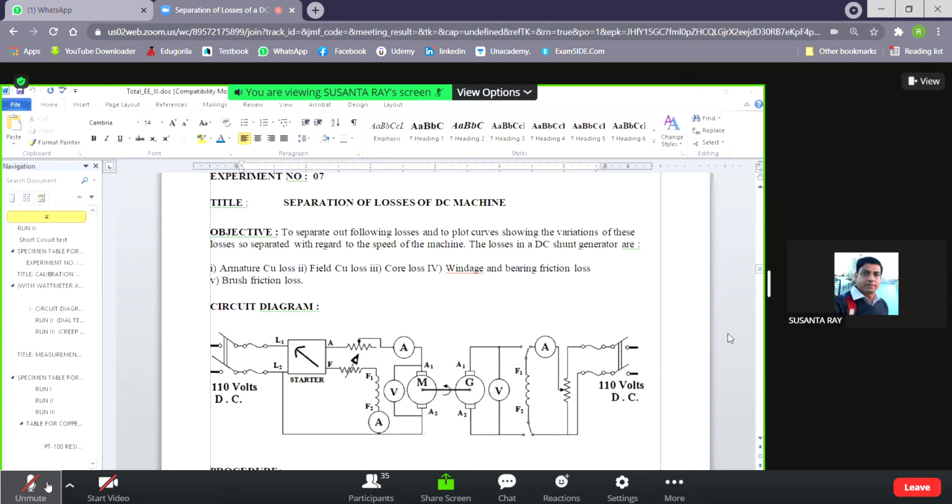Between bearing and what? Between which two things do we get this friction? So bearing and armature. Armature means armature winding, armature core, or what? What is the thing on which the bearing is directly connected? Armature core.